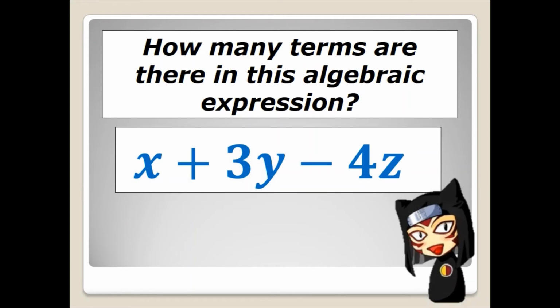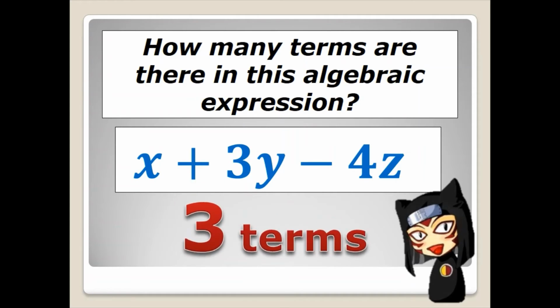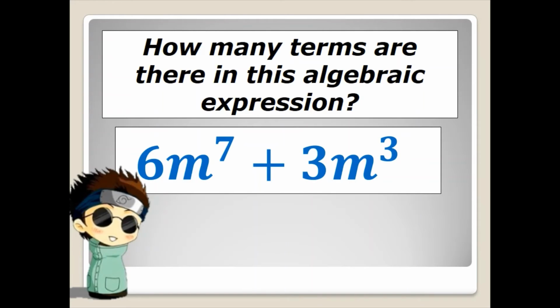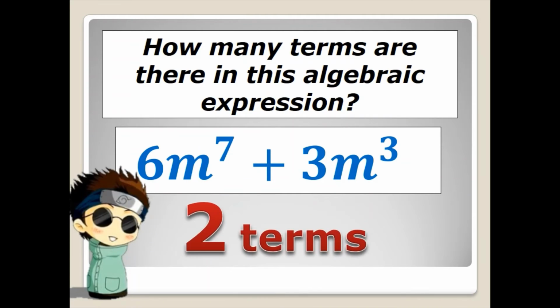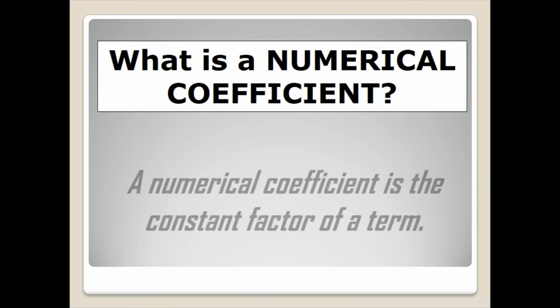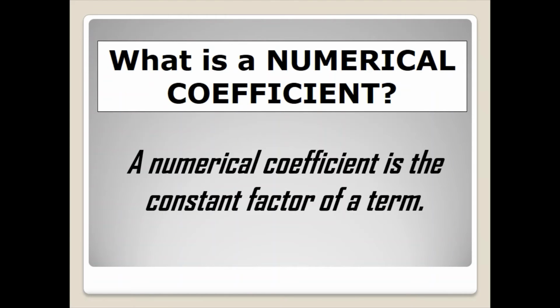How many terms are there in x plus 3y minus 4z? There are 3 terms because we have the first term x, the second term 3y, and the third term negative 4z. How many terms are there in this algebraic expression? 6m raised to 7 plus 3m cubed. There are 2 terms.